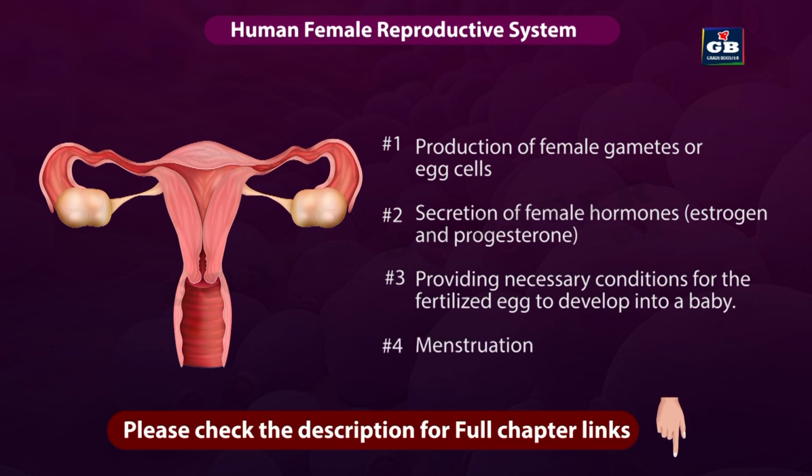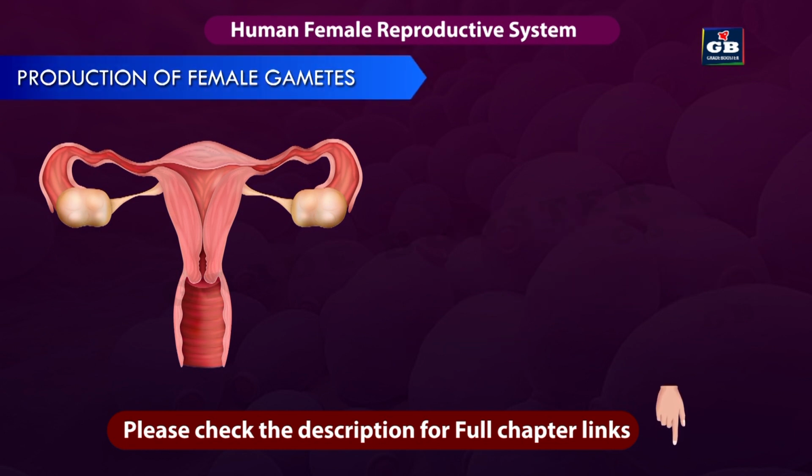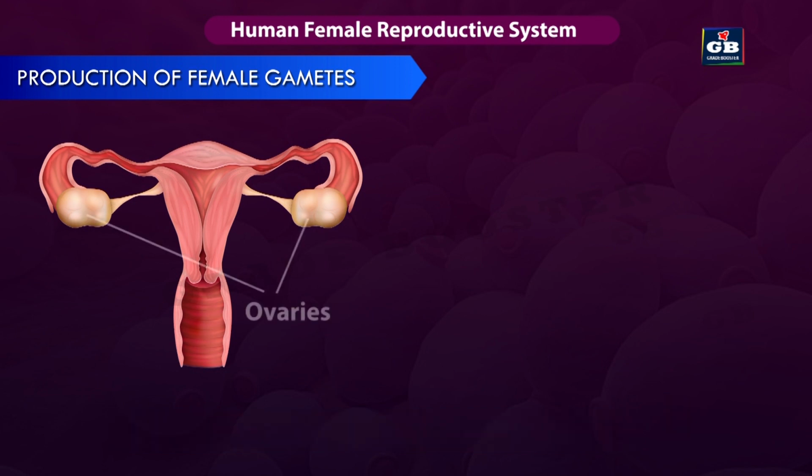4. Menstruation. First, let us see the production of female gametes or egg cells. This task is done by the ovaries of the female reproductive system.